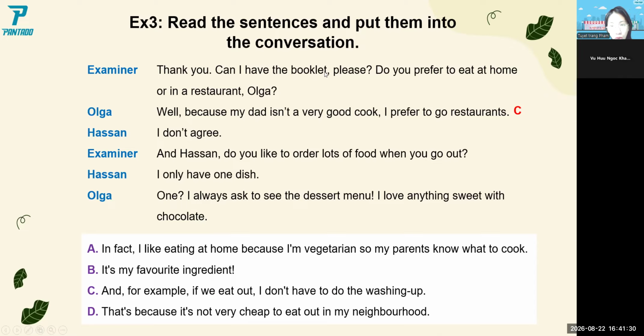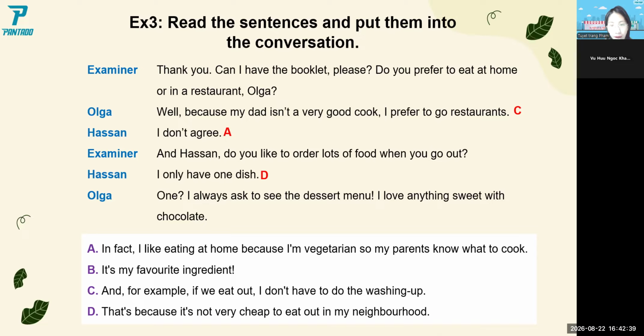Thank you. Can I have the booklet, please? Do you prefer to eat at home or in a restaurant, Olga? Well, because my dad isn't a very good cook, I prefer to go to the restaurant. And for example, if we eat out, we don't have to do the wash washing up. A. Where can? Where we put that? Then D and B. You have John agree. In fact, in Hassan. Okay. You have I don't agree. In fact, I like eating at home because I'm vegetarian. So my parents know what to cook. Okay. And D. And Hassan.